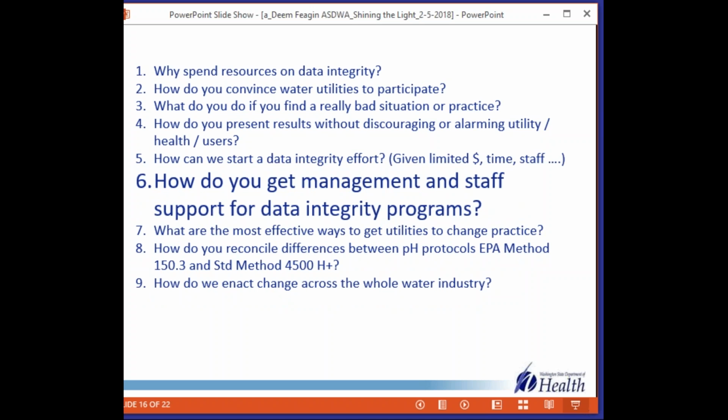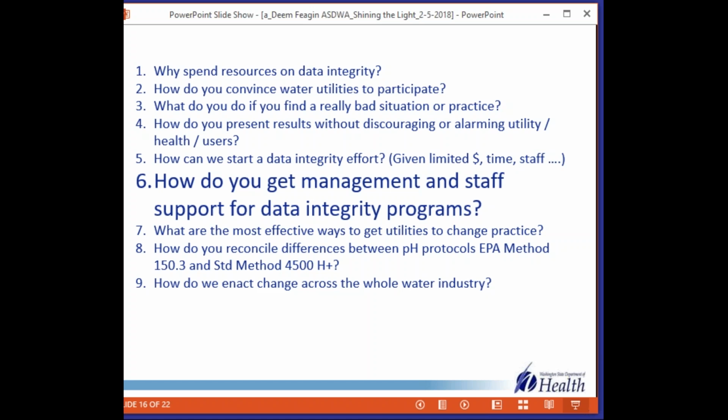All right, Nancy. So how do you get management and staff support for these programs? Actually, number 5. Oh, there's a question for number 5. Yeah. Or a response here.